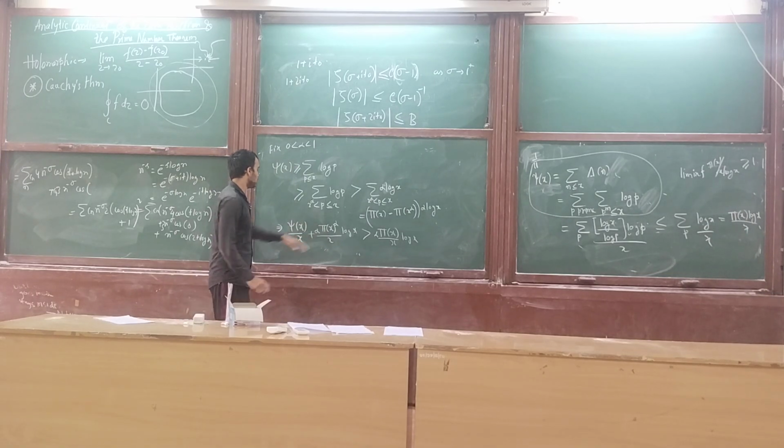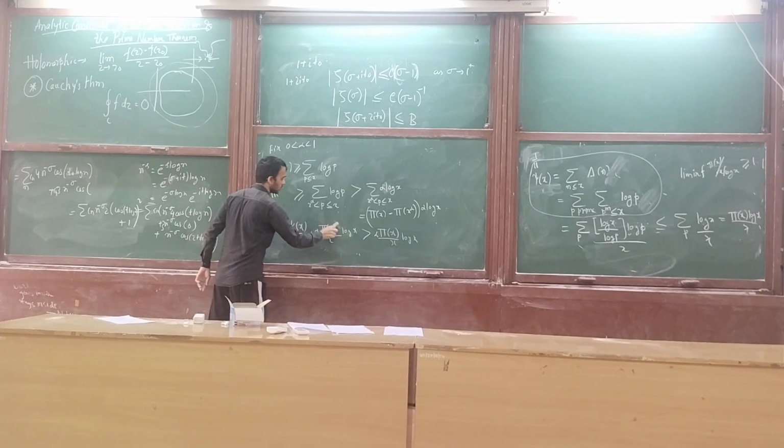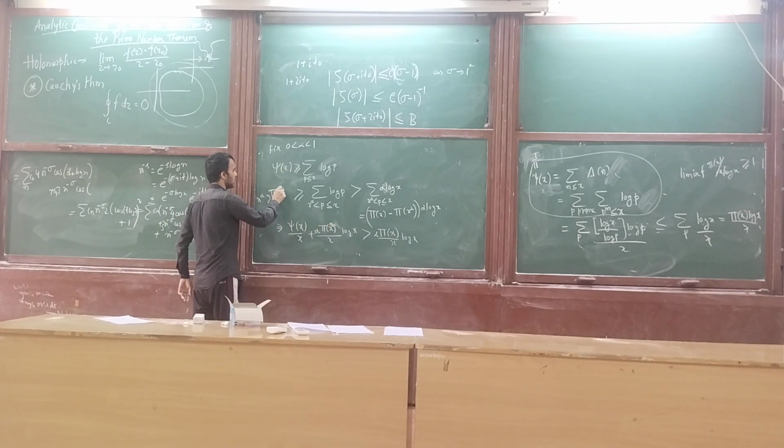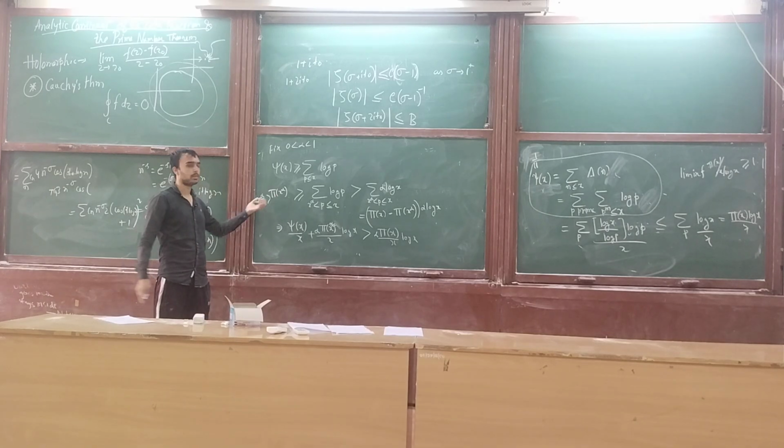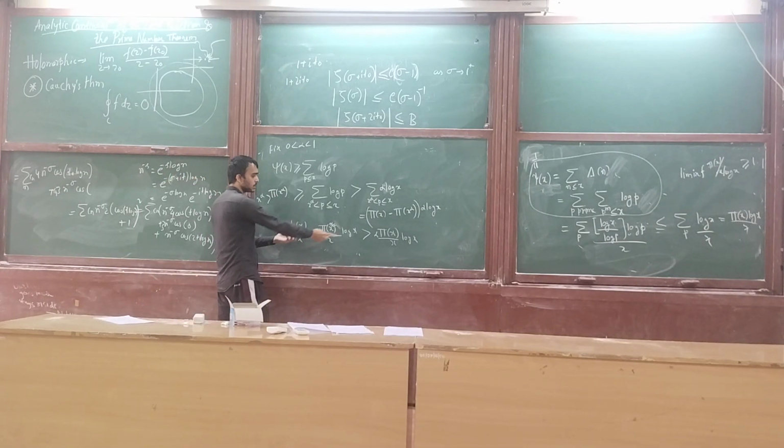Now we have x to the power alpha is bigger than pi x to the power alpha. So pi x to the power alpha, because the number of primes less than x to the power alpha should be, this is just obvious. So since this is bigger than this, this thing should also be bigger than this.